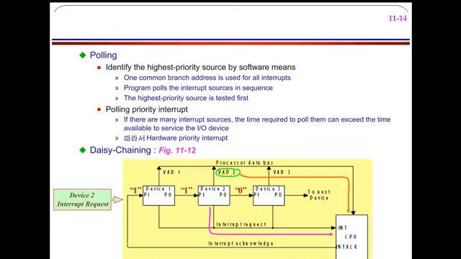Now let us see what a daisy chain is. I am having three devices, device 1, device 2 and device 3. From these three devices, I will have the interrupt requests, which are connected to the interrupt request pin of your processor.